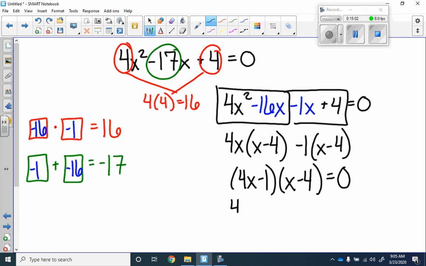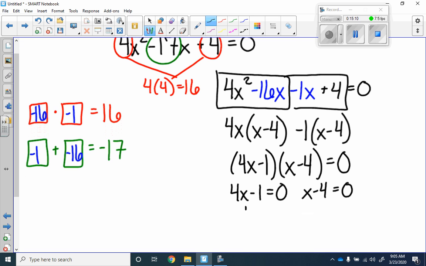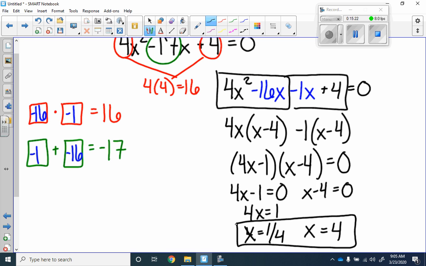So I take each factor: 4x minus 1 can equal 0, x minus 4 is going to equal 0. Add 1, 4x equals 1, divide by 4, and x is equal to 1/4. Add 4 over here, x equals positive 4. So x equals 1/4, x equals 4. Those are our two solutions.